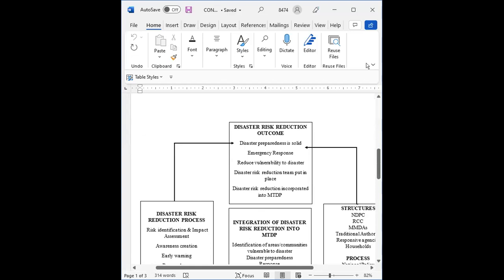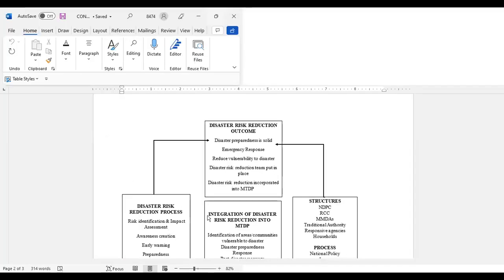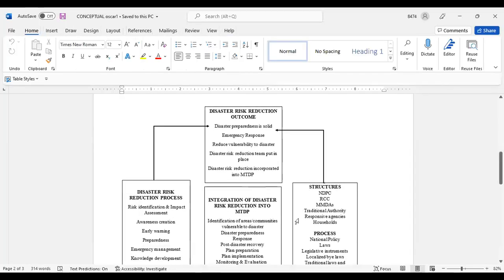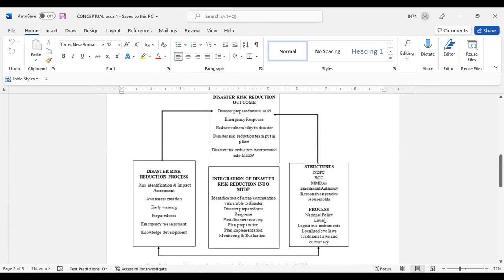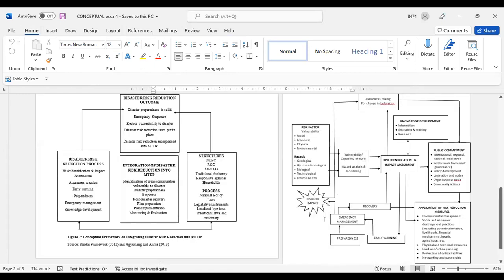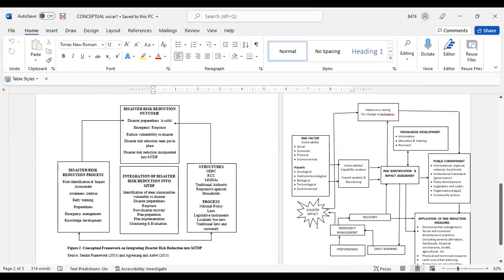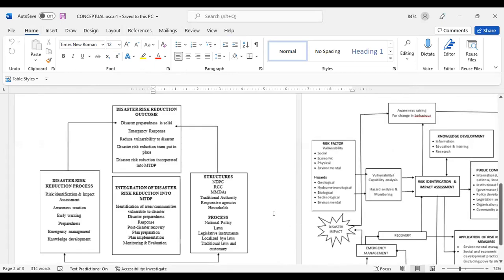Okay, so please, can you see my conceptual framework? Yeah, I can see it. Okay, so this is a sample of the conceptual framework we are talking about. Let me zoom so that I can get it.